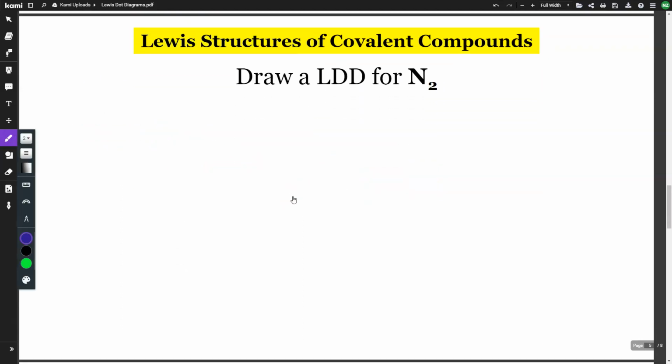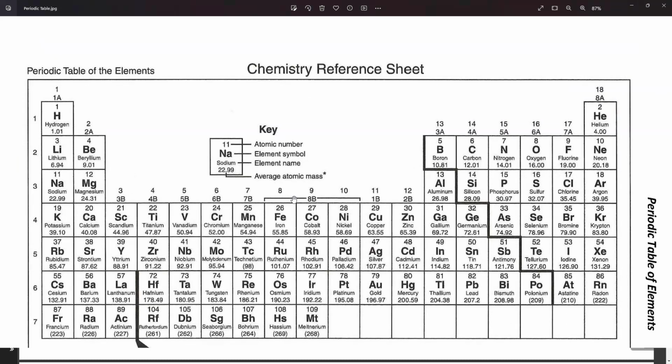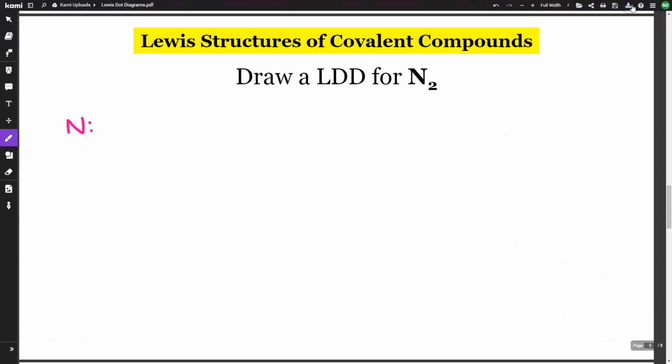Okay, here's our next example, nitrogen. So let's go ahead and count them up. So each nitrogen, let's look at our periodic table. Each nitrogen has 5. So got 5 here, and there are 2 of them. 5 times 2 is 10. So let's put a nitrogen here, bond them.